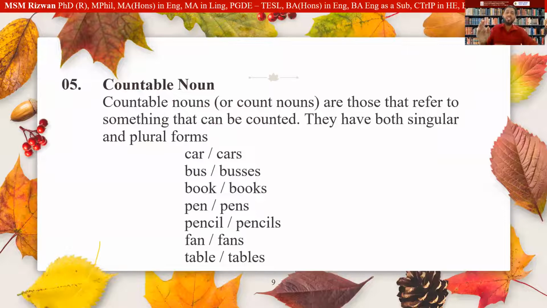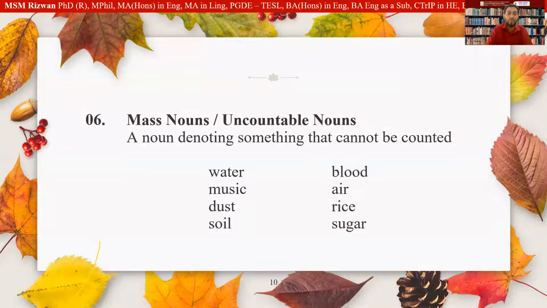Tables. Right now, you can see whether they have both singular as well as plural form in this context. So they are called countable nouns or count nouns in the English language, right? Now let us move on to mass nouns, or we call them uncountable nouns.